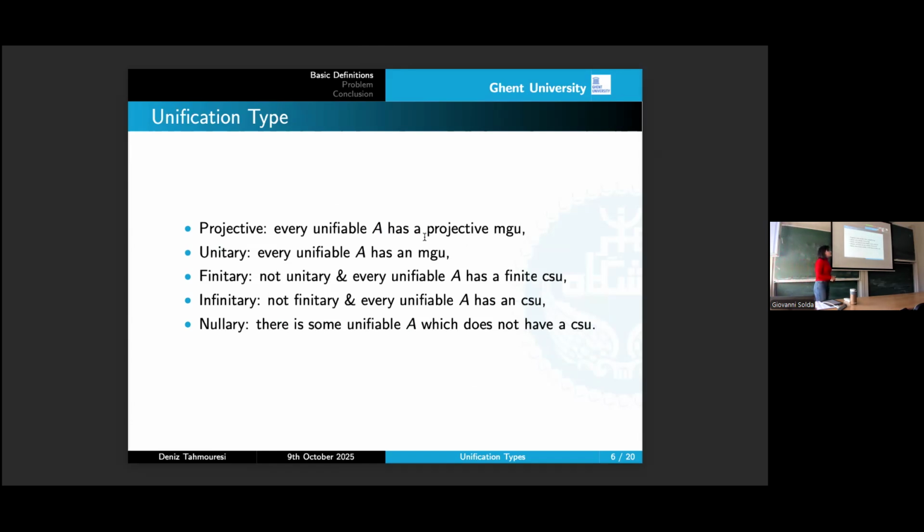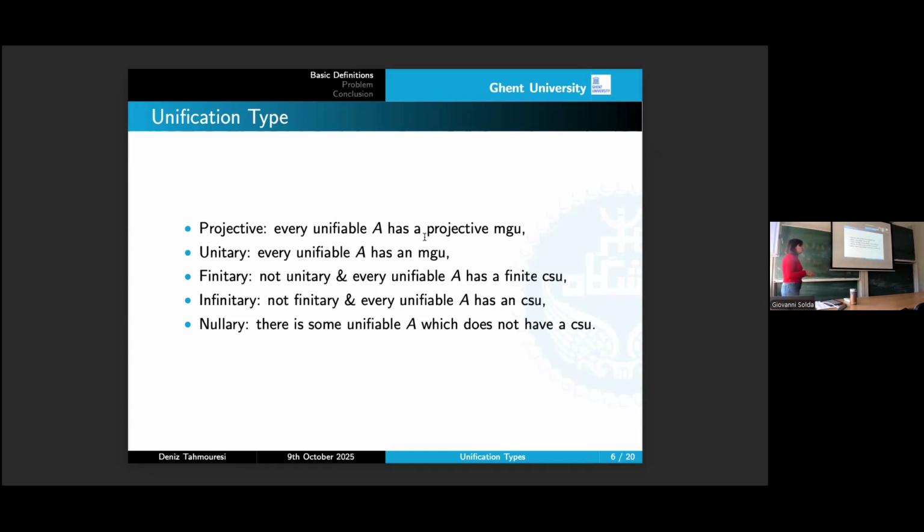So the unification type, when we ask what is the unification type of a formula, we are talking about this complete set of unifiers and its cardinality. For example, when it is projective, then for a unifiable formula like A, there is a projective most general unifier. It is projective and also a most general unifier. And we say it is unitary when it has just one member and it is the most general unifier.